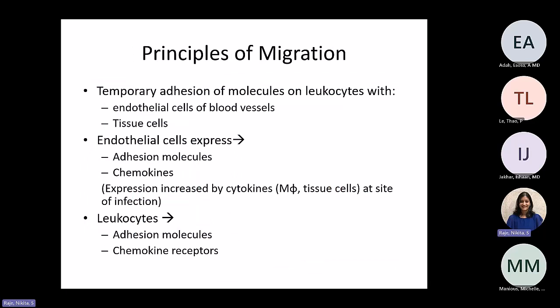A few principles of migration are that the cells need temporary adhesion. The leukocytes will have temporary adhesion of the molecules on them, and those adhesion molecules will interact with some other molecules or cells, such as endothelial cells of blood vessels or tissue cells. So endothelial cells express adhesion molecules again that interact with the adhesion molecules on leukocytes. They also express chemokines, whereas the leukocytes express adhesion molecules and chemokine receptors so that they can interact with the endothelial cells.